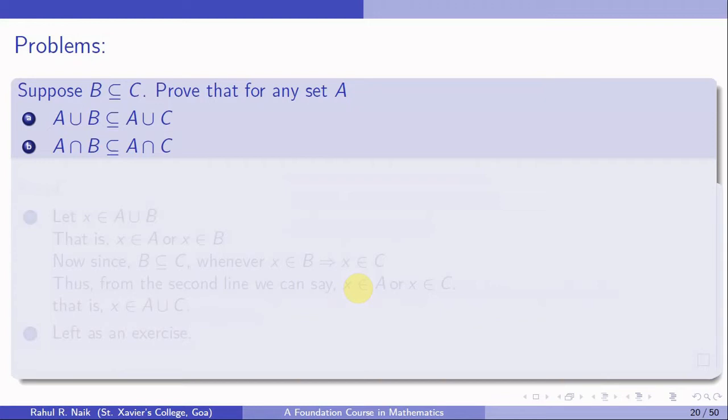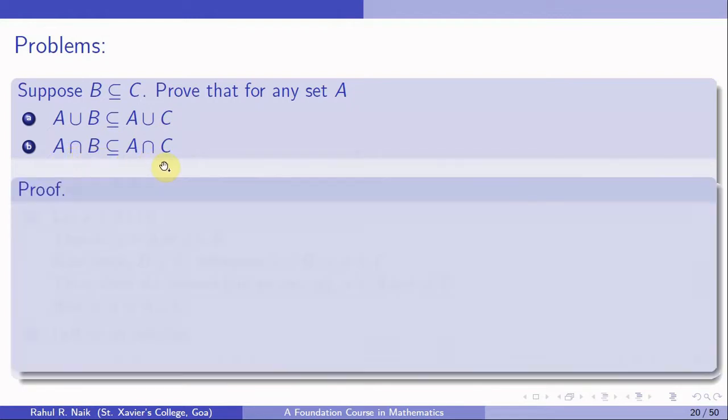So again, this is simply a subset, so any element over here should lie over here. So I would start with any arbitrary element in A union B. So let X belong to A union B. This means by definition X belongs to A or X belongs to B.